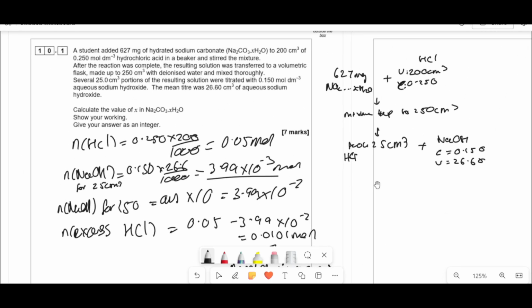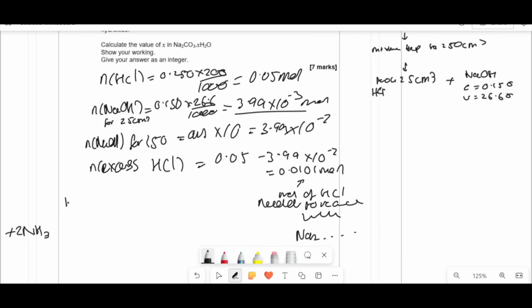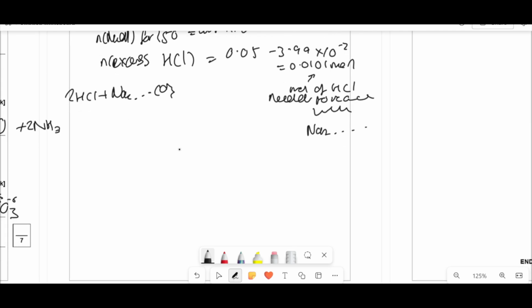So think about it logically in terms of what's happening now. With this HCl and the Na2CO3.xH2O, we're going to need 2 HCls for every one of these, because you need to quickly just think about an equation in this as well. So in this sense, the moles of the Na2CO3.xH2O is going to be half of this, because that was how much was needed to neutralize it, a 2-to-1 ratio, right? So then that means we're going to have 5.05 times 10 to the minus 3 moles.